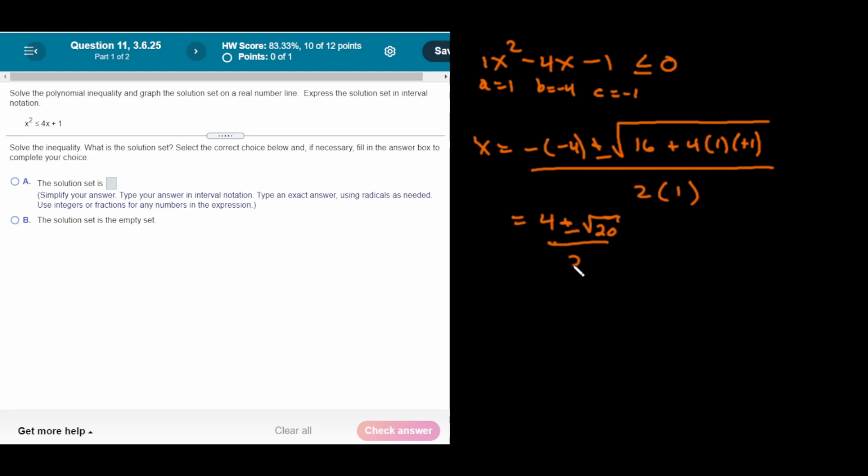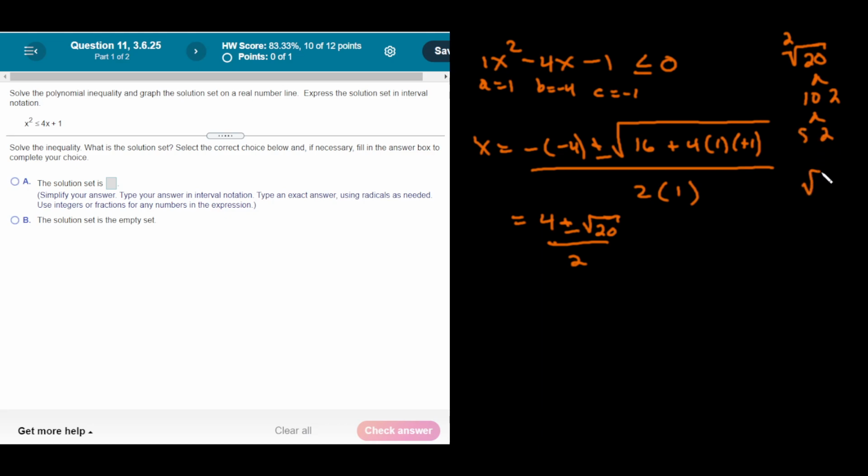2 times 1 is 2. Almost done, I promise. This square root of 20 right here, can it be broken down? Possibly. What times what gives you 20? Oh, and this is a square root, so you need 2 of the same number, so I'm going to put a 2 there. Normally the 2 is not there. Okay, so what times what gives you 20? That is 10 times 2. What times what gives you 10? That is 5 times 2.